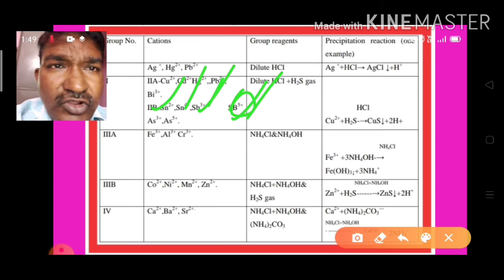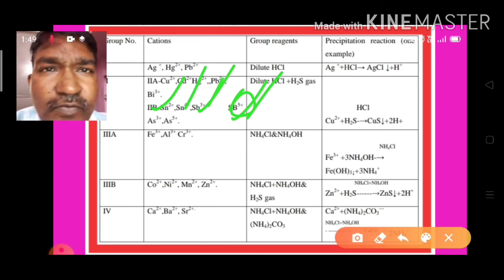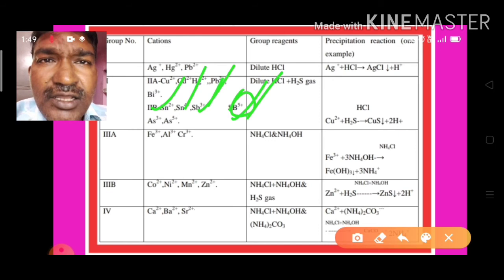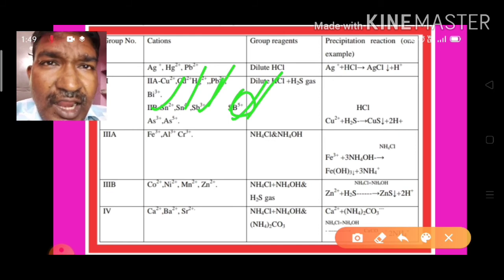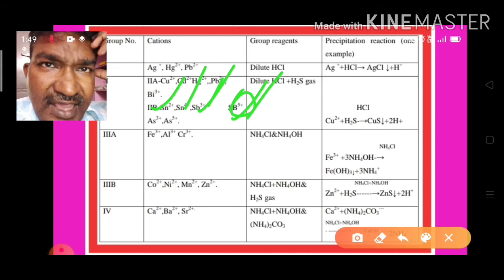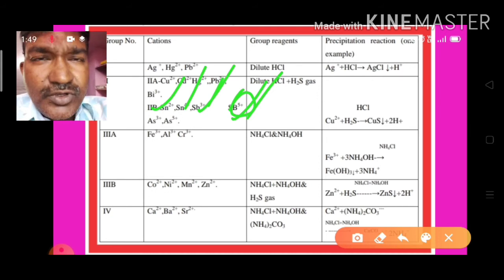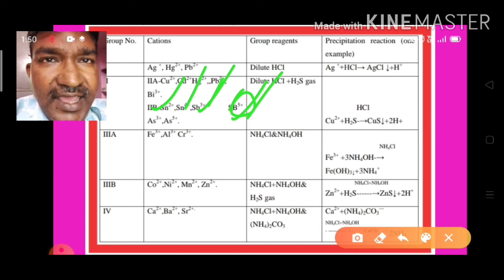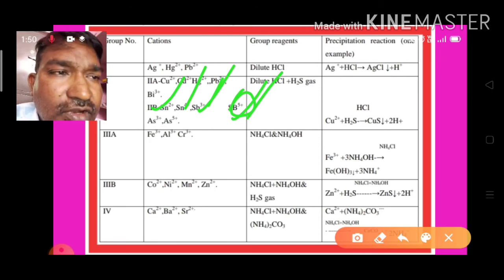And we go for the third group cations. In the third group we have ferric Fe3+, aluminium Al3+, and Cr3+ ions. The group reagent is the mixture of ammonium chloride and ammonium hydroxide. First group cations are precipitated as their chlorides, second group cations as their sulfides, and third group cations as their hydroxides.